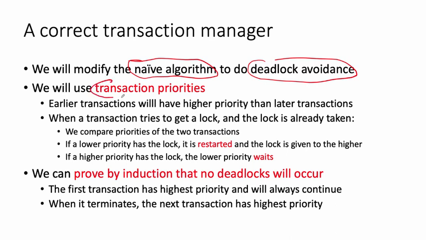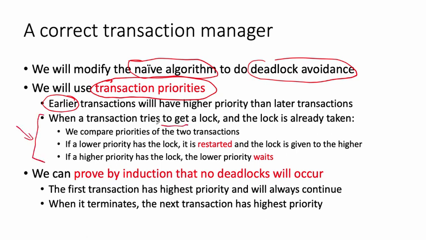So we're going to add priorities to the transactions. Some transactions will have higher priority than others. We give the earliest transaction the highest priority. So the first transaction in the system has highest of all. The second one has lower, and so on, and it keeps going down. And now we can do deadlock avoidance.